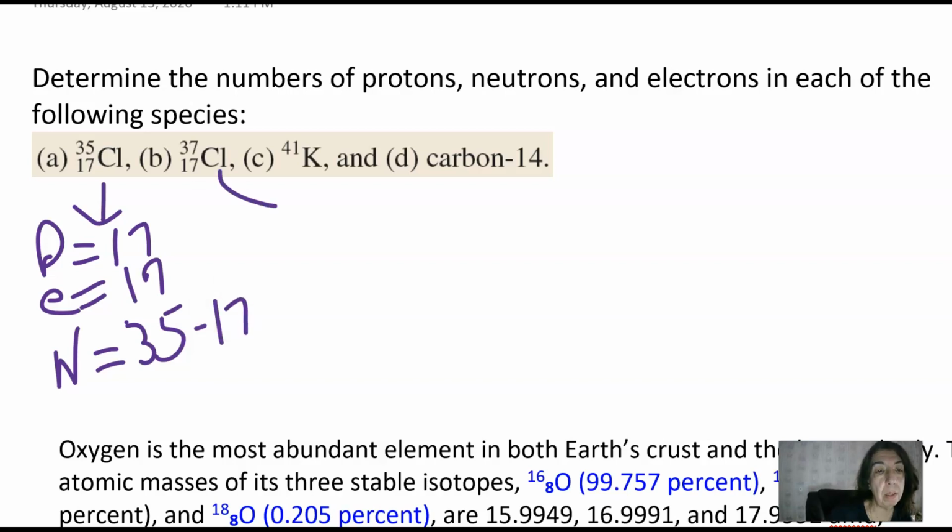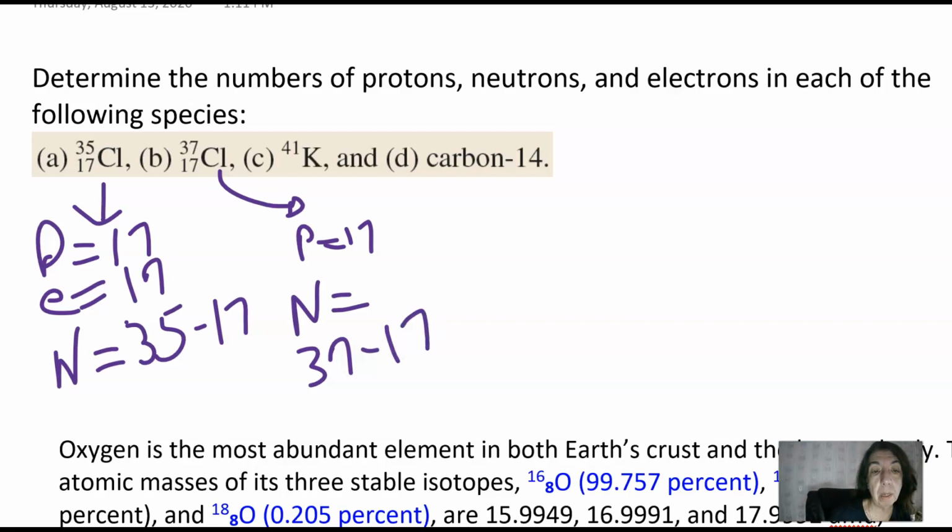Now, in the next case, you have an isotope of chlorine, because this one also has 17 protons, because it always does, or else it's not chlorine. So the number of protons are the same. The number of electrons are the same, but now you have more neutrons. So the number of neutrons is equal to 37 minus 17. So in this case, the number of neutrons is equal to 20. So you have more neutrons in this version of chlorine.